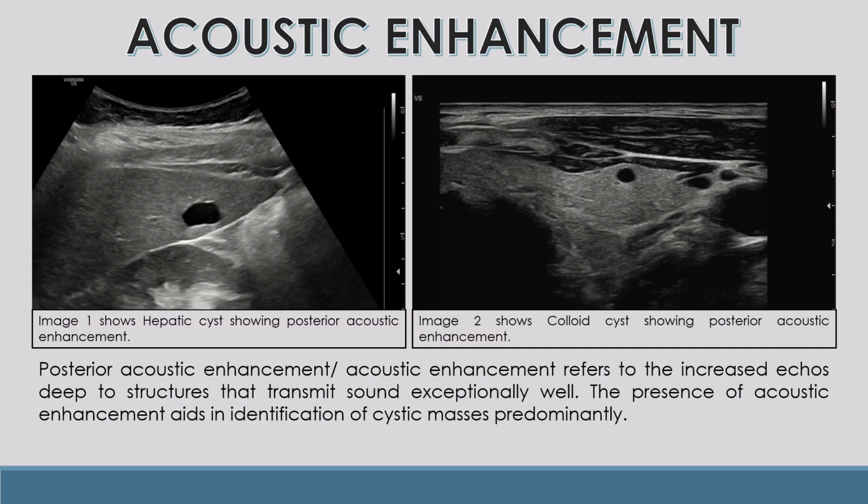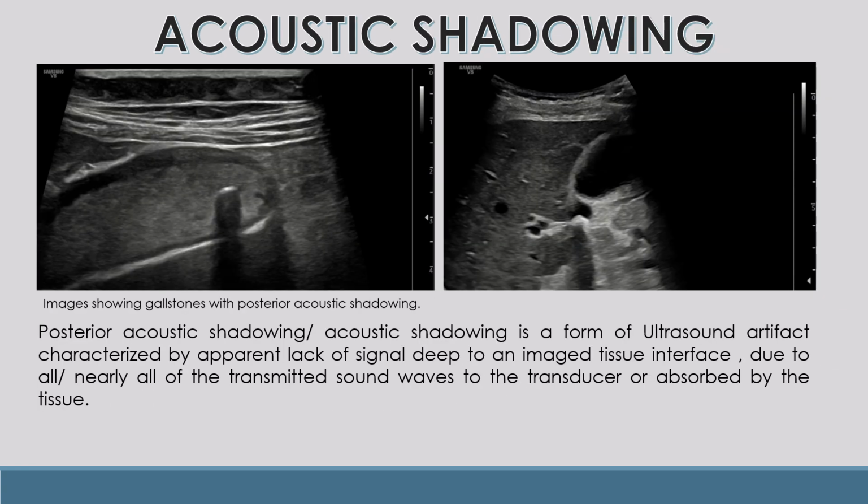The first artifact of the study is acoustic enhancement. Posterior acoustic enhancement refers to the increased echoes deep to structures that transmit sound exceptionally well. The presence of acoustic enhancement aids in identification of cystic masses predominantly. The first image shows a hepatic cyst showing posterior acoustic enhancement, and the second image shows a colloid cyst showing posterior acoustic enhancement.